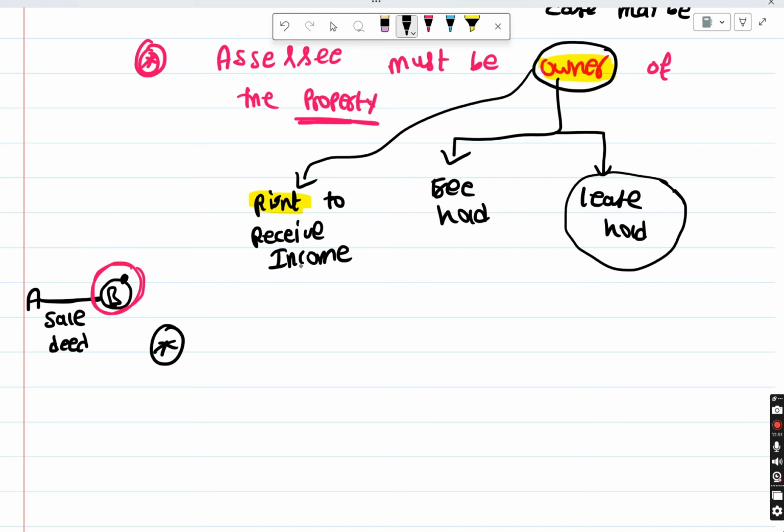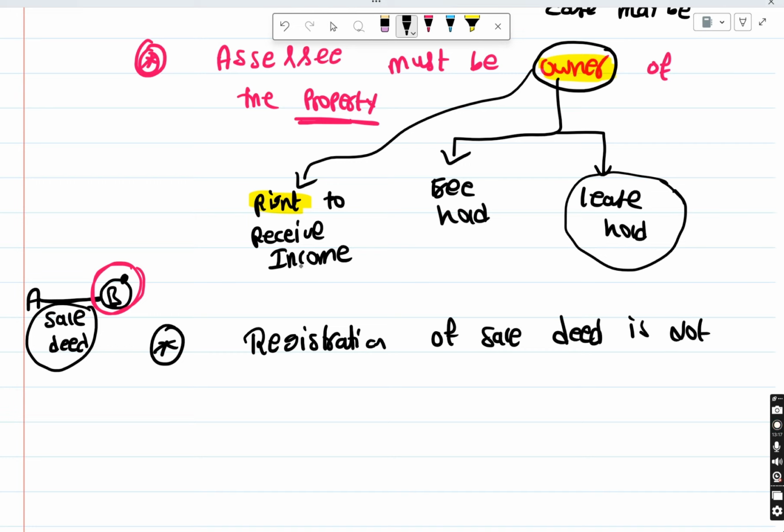Okay, so whether the registration happens or does not happen, it doesn't matter. If the sale deed is transferred, the agreement is over, the sale is over, then we will tax under IFHP, right? You will be considered the owner and taxed under IFHP. So you can say that registration of the sale deed is not required, right? And then what else? Then you should be the owner in the previous year.